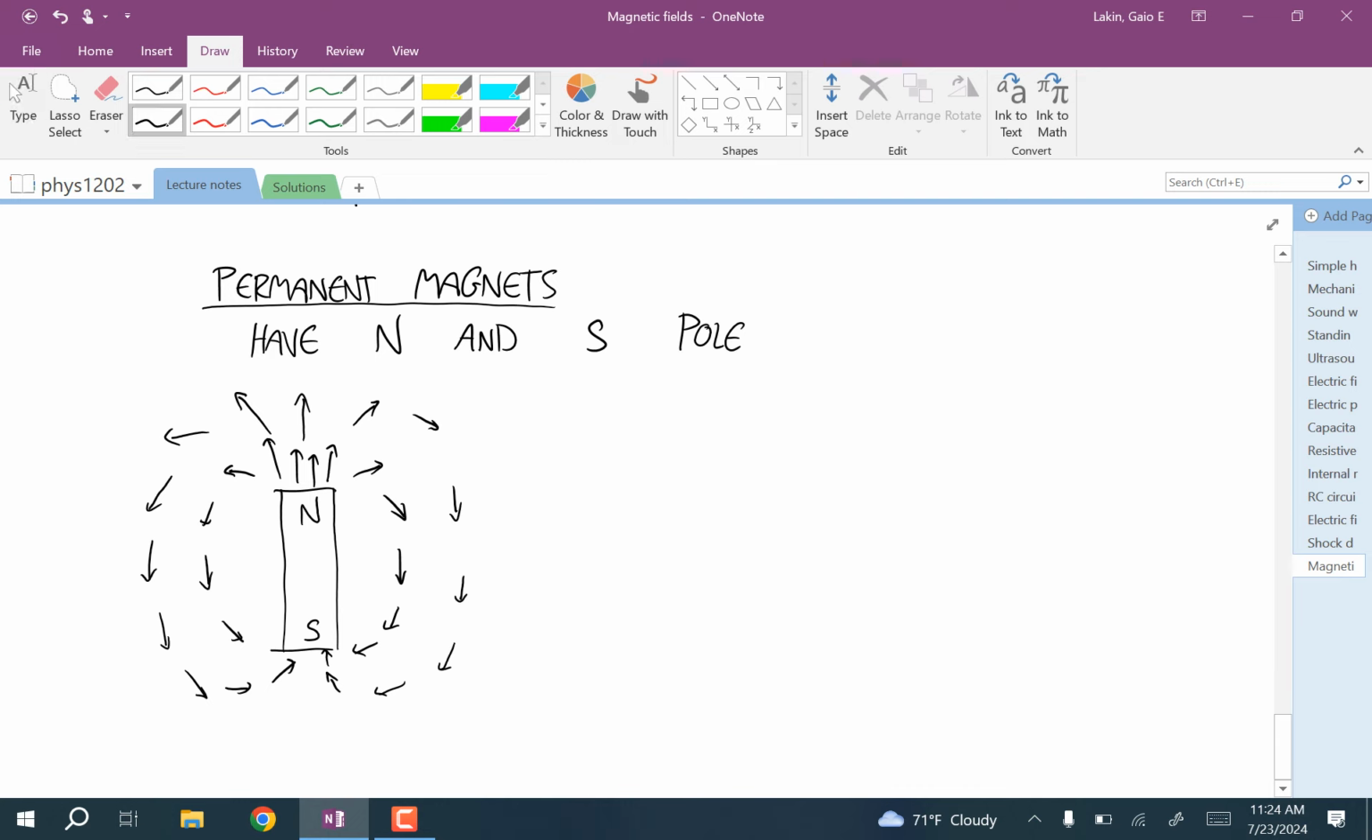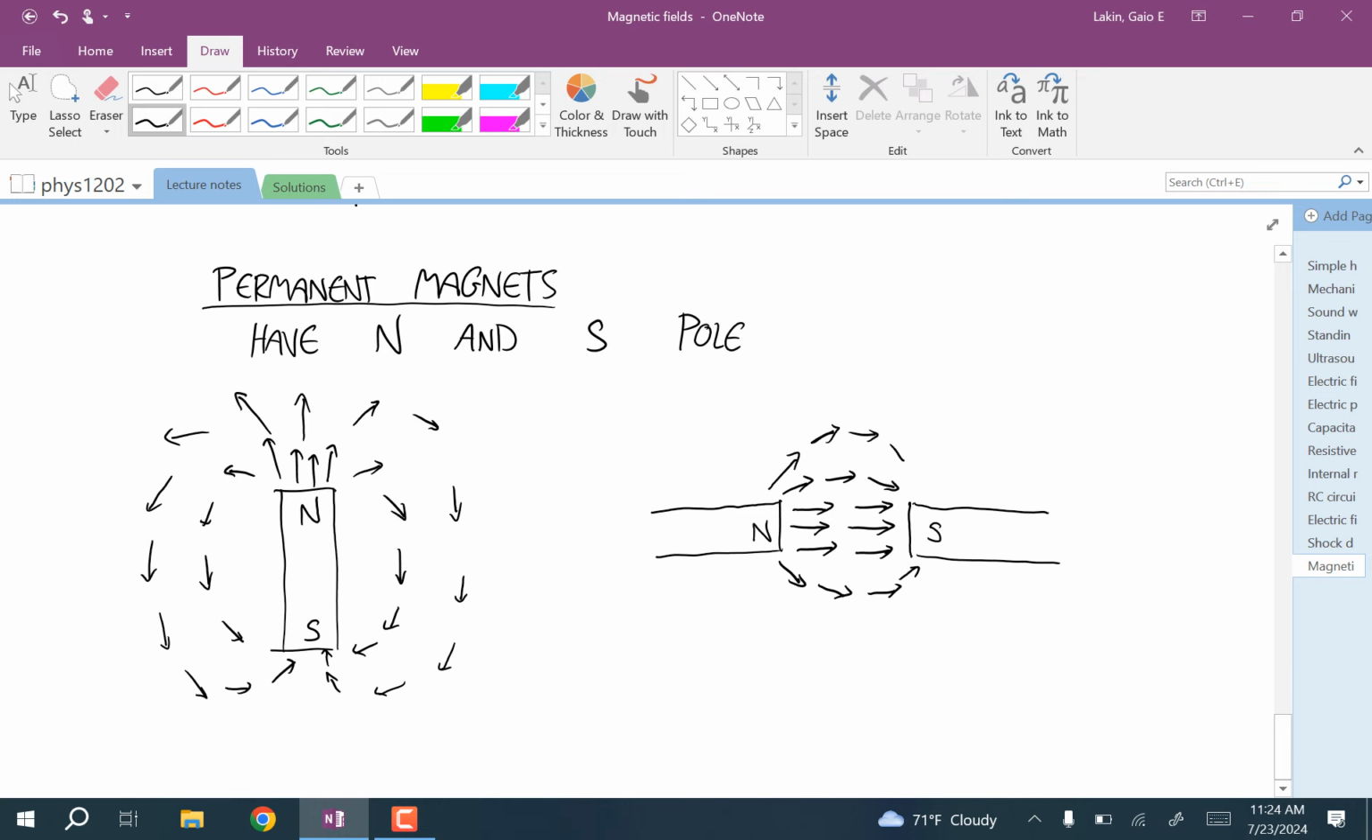Now, if you have the north pole of one magnet near the south pole of another magnet, these vectors go straight from the north to the south, and in between the two magnets, it's a pretty strong, straight magnetic field vector straight from the north to the south. But then as you get farther away, they start to follow a shape like this. None of them curve, by the way. They're all just arrows.